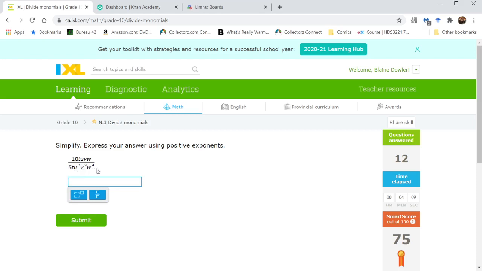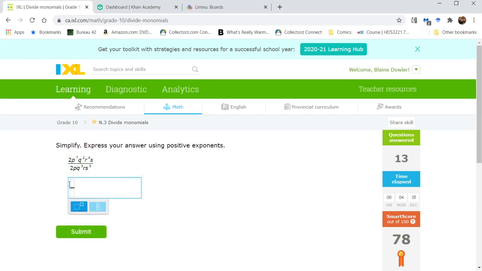Now here our denominator has greater exponents than our numerator, so we will need a fraction. 10 over 5 reduces to 2. The t's cancel completely. We have more u's in the denominator than the numerator, so u squared under u just becomes u. V to the 9 under v becomes v exponent 8. And w to the 4 under w becomes w cubed.